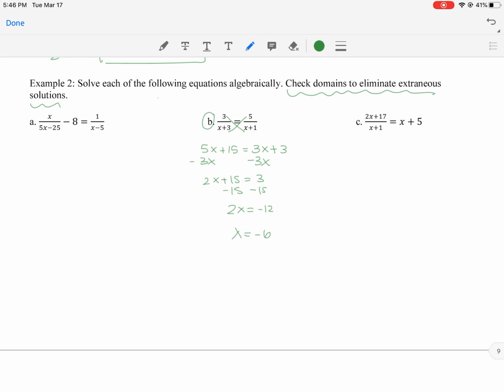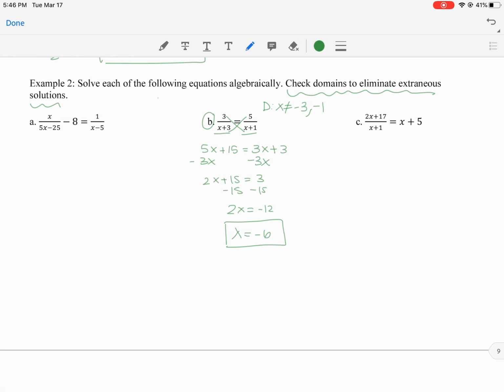Okay, so let's just notice the domain here. The denominators cannot be 0. So on the left here, x cannot be the number negative 3. And on the right here, when you set x plus 1 equals 0, x cannot be negative 1. Notice how negative 6 is not either of those numbers, so this is not an extraneous solution. However, if the answer matched one of those domain restrictions, we would call it extraneous.